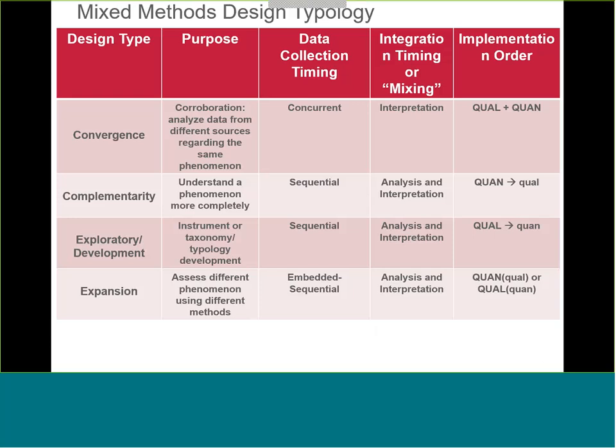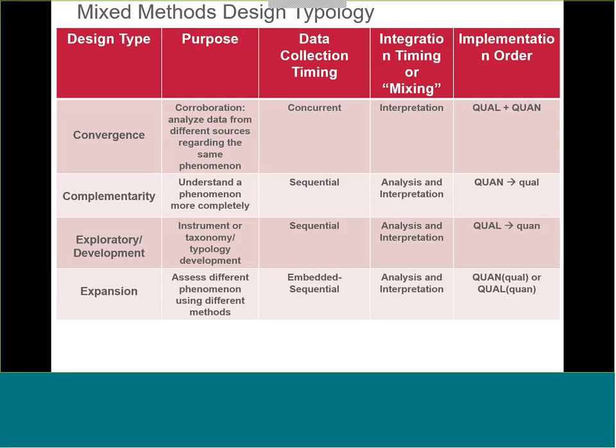So another way to think about this is the design type, and in a way we're already talking about convergence of methods, complementarity, exploratory and developmental, and expansion. So in convergence approaches, or the function of mixed methods, we're thinking about how our quantitative and qualitative data come together regarding the same phenomenon. And we may want to collect our data concurrently and use that for interpretation. And so qualitative and quantitative may be very equal in that approach.